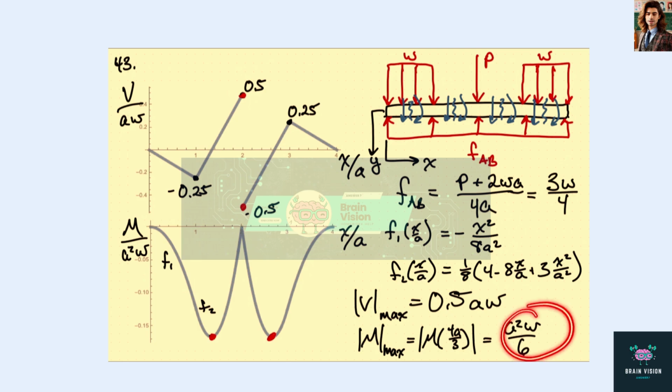So those are where our two maxima occur, and it turns out to be A squared W all over 6. So again, as A increases, we get larger and larger bending moments because of the length. It's a quadratic function of A, so we're getting a lot of extra bending moment if we increase the length of this much more rapidly than if we increase the weights here.